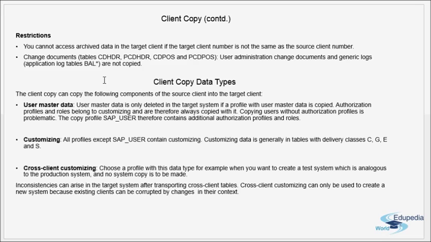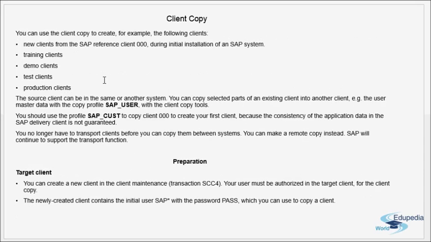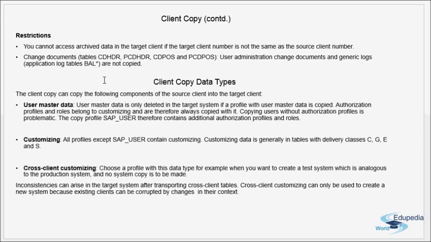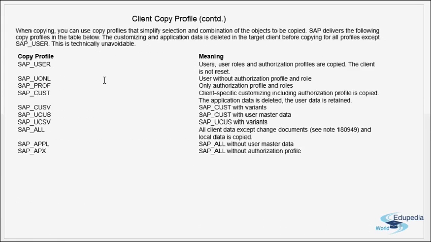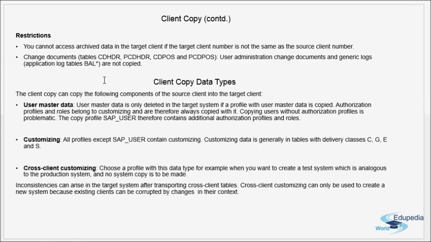Okay, now client copy data types. So in the first video we have spoken that we need not copy the entire client data, we can copy only some restricted data which is decided by the profiles. So that's what we'll see, what are those profiles and what are the different data types we have. The client copy can copy the following components of the source client into the target client.